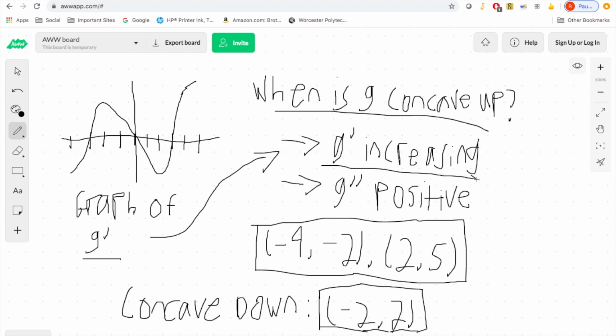Our next video is going to talk about an extension using the second derivative in concavity, which is going to be points of inflection. This is another very important topic in calculus, which I'm excited to cover in our next video.